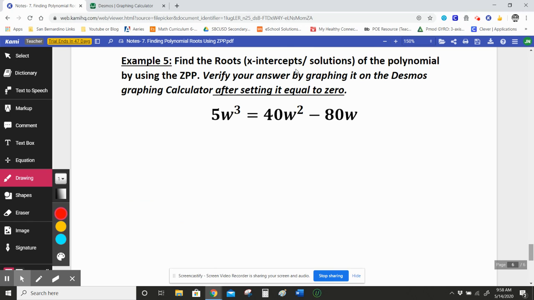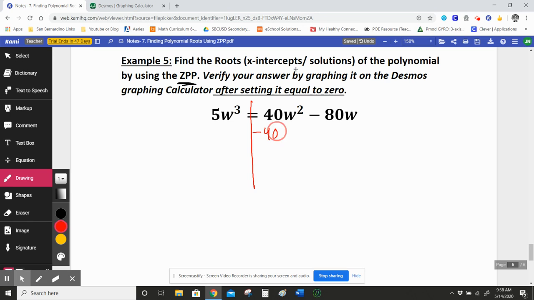All right. So that's basically it. I'm going to do one last one for comfort, so you guys are comfortable with it. Same exact deal, though. Solve it by using the zero product property, which means you have to set it equal to 0. So example number 5, if I want to set this equal to 0, I have to move the 40w squared and the 80w to the other side. So that's exactly what I will do.